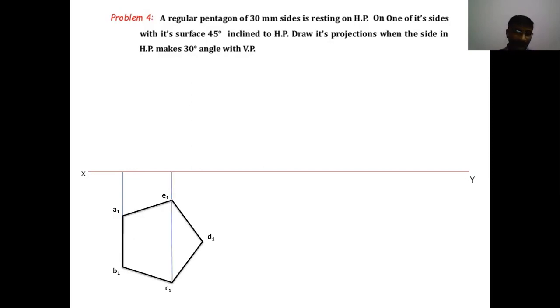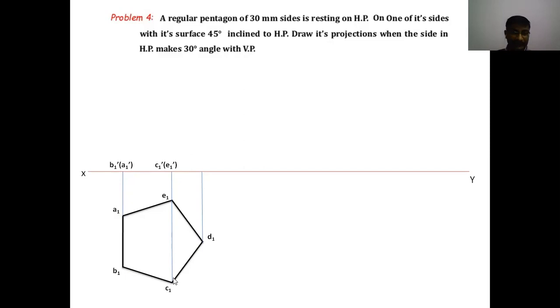Then project all the points onto the XY line like this. These are the projectors from each point. Then we will get the points on the XY line. This point is B1 dash of A1 dash. That is, the visible point is B1 and the invisible point is A1 when we look from this side. B1 dash of A1 dash represents the front view. So B1 dash of A1 dash is the point.